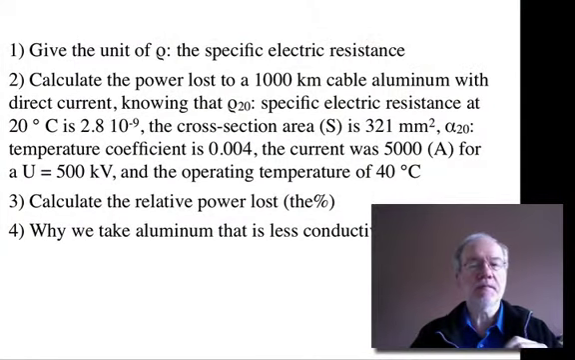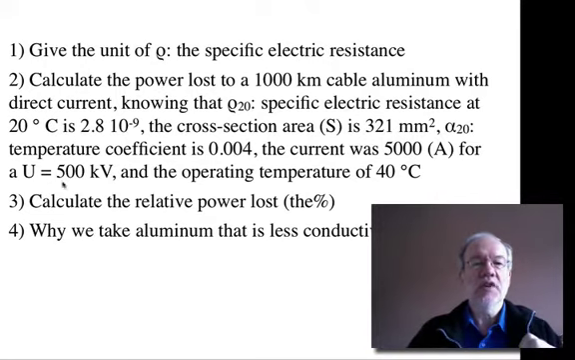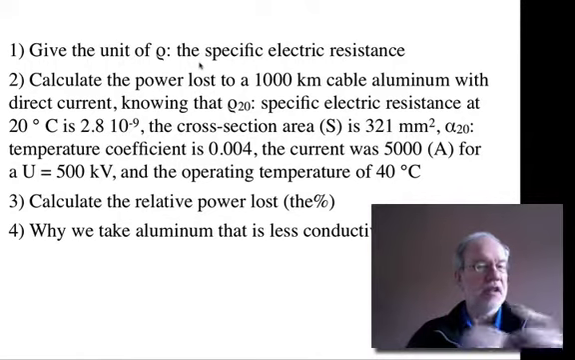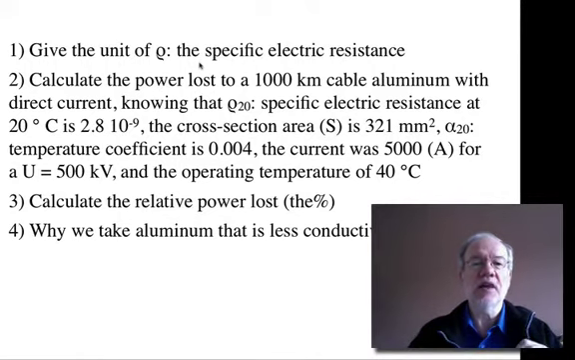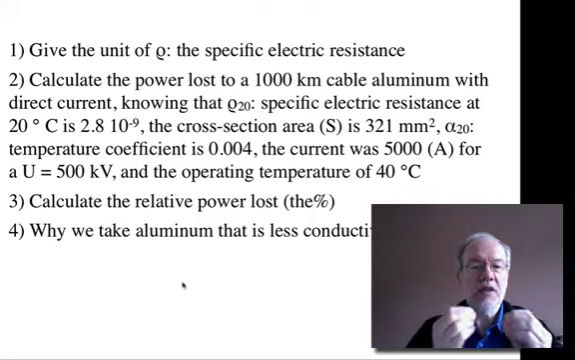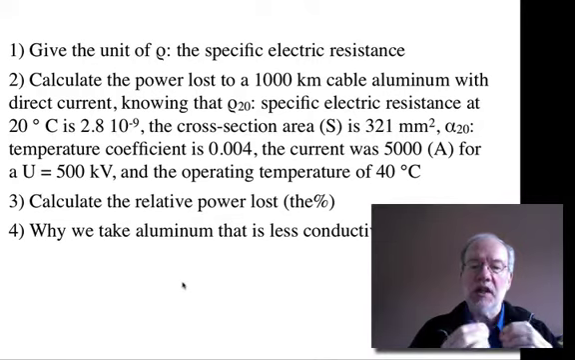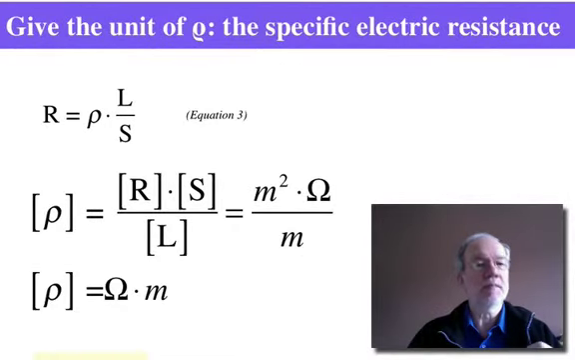The problem. You need to read, of course, the context. First exercise: give the unit of a specific electricity resistance. Second exercise: calculate the power lost. And third, calculate the relative power lost in percentage. And last question: why do we take aluminium and not copper? Because copper is a better conductor of electricity.